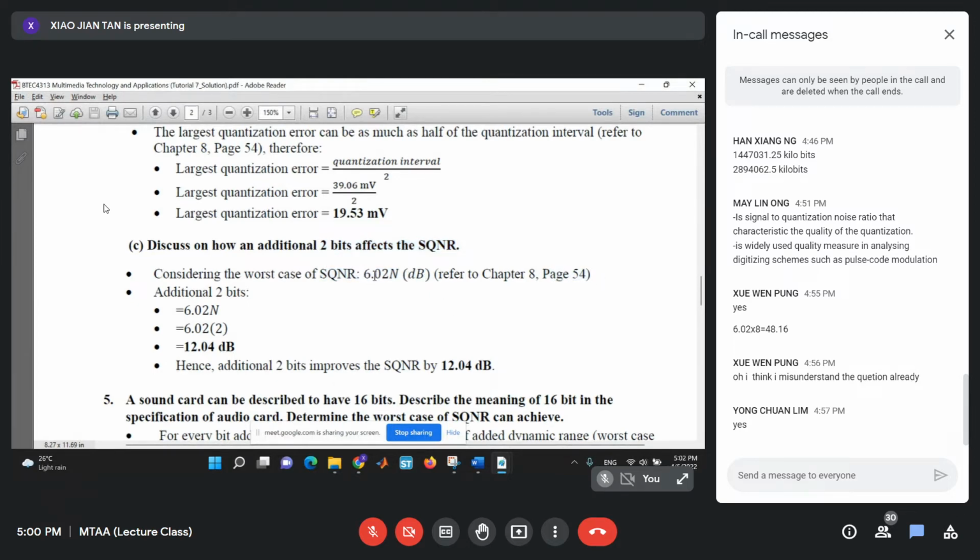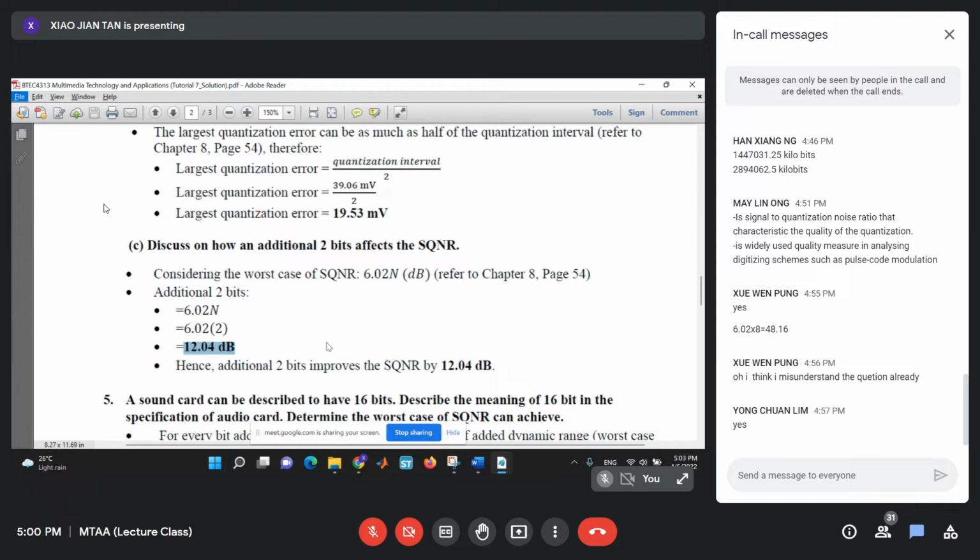So 6.02 n dB. Which means every bit, you will have this amount of noise in the worst case. And for another 2 bits you will get 2 multiplied by 6.02. So hence, additional 2 bits improve the SQNR by 12.04. Because the worst case means it would be corrupted by SQNR, which is this amount. But at the same time, when you add in additional 2 bits, you have additional useful content which can contribute to your audio file. Okay, can you see that?